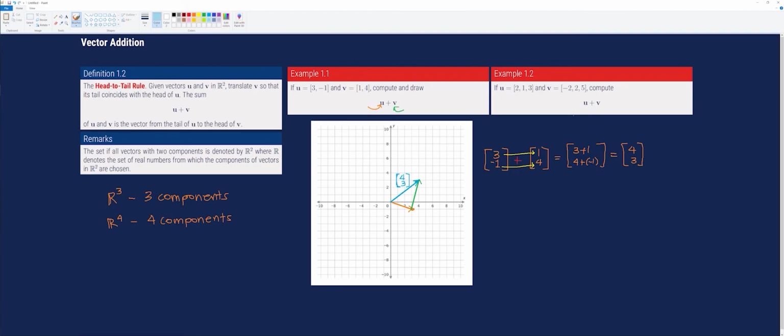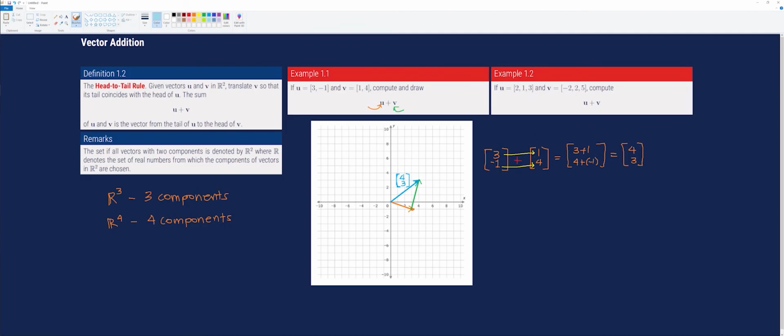Now, let's consider example 1.2. The problem with 1.2 is that this is a vector with 3 components. Therefore, to illustrate this geometrically, we need to have the x, the y, and the z axes. So we need a 3-dimensional space to illustrate this geometrically. And to illustrate a 3-dimensional space on a 2-dimensional screen is very difficult. Therefore, we will do it numerically instead of geometrically.